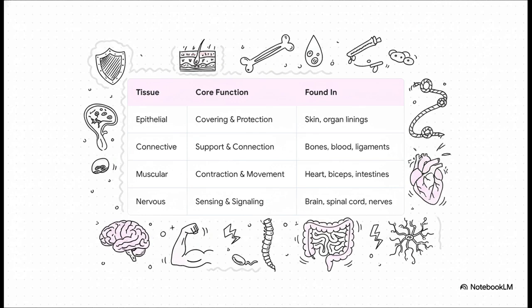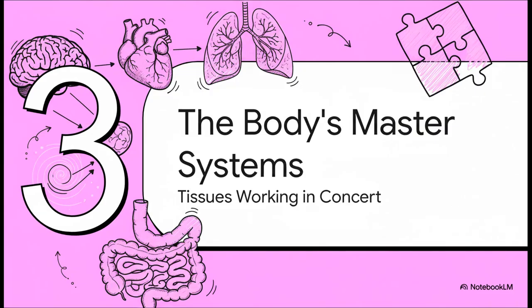Muscular tissue, well, that one's obvious, it lets us move. And finally, nervous tissue is like our body's wiring, sending signals everywhere, instantly. Pretty much every part of you is a complex mix of these four basic types. So we have our specialized tissues, but they don't just exist on their own, right? How do they all work together? Let's zoom out one more level to see how they form the body's incredible master systems.